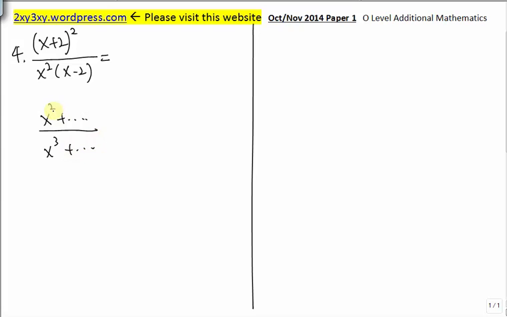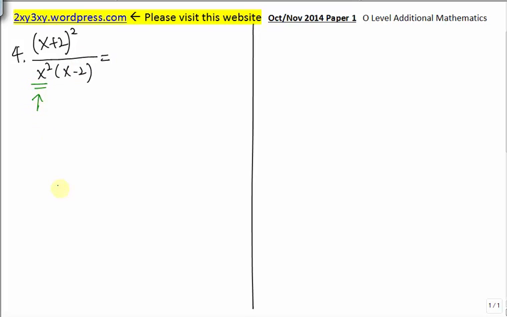Since the power at the numerator is smaller than the power at the denominator, we can continue to do the partial fractions. Otherwise, you have to do the long division. Now we are going to express this expression into partial fractions. First, I need to identify the factors.